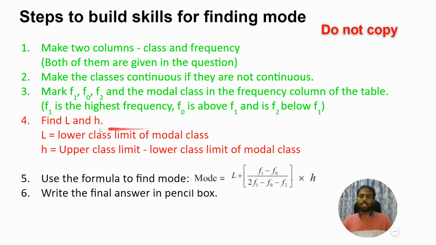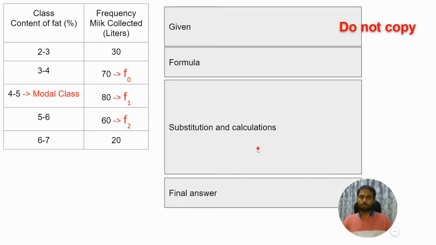Okay, next find capital L and small h. Right, this we have already seen for median also. What is capital L? Lower class limit of the modal class. What is small h? Upper class limit minus lower class limit of modal class. Okay, let us do that.